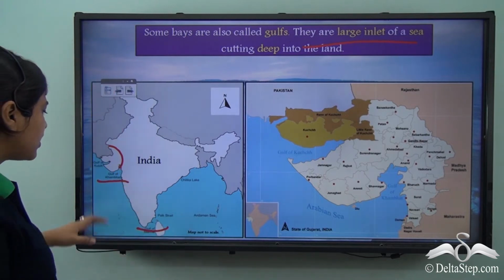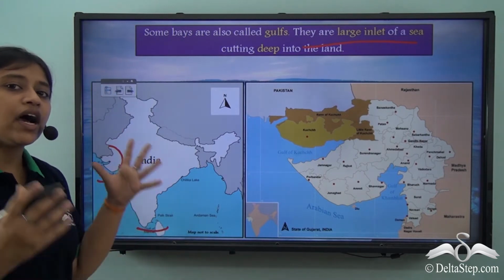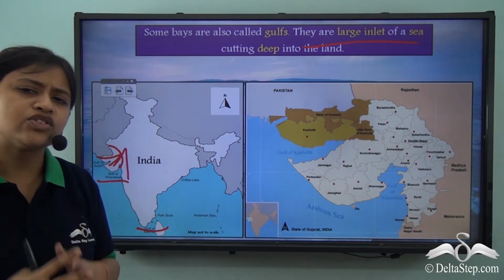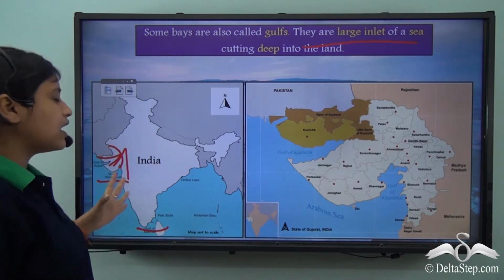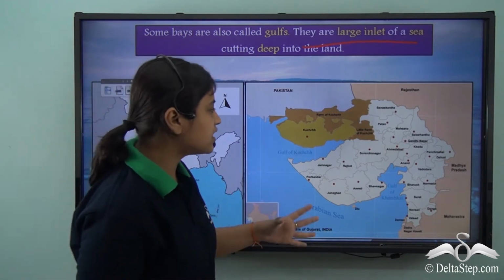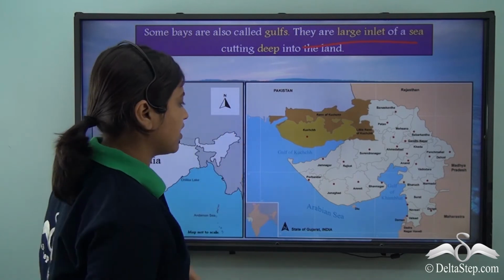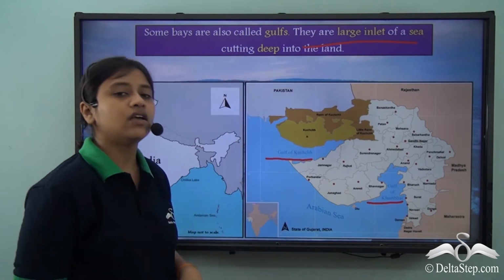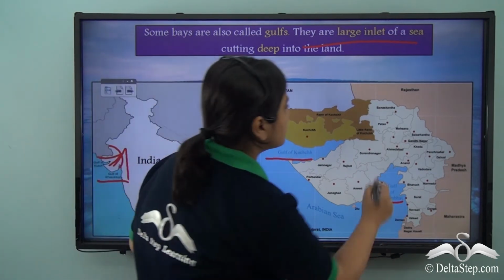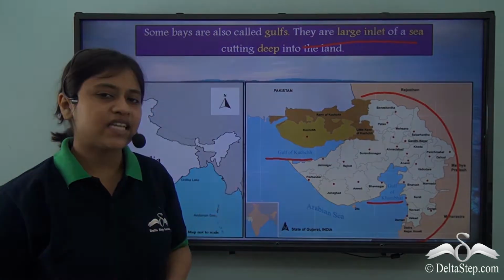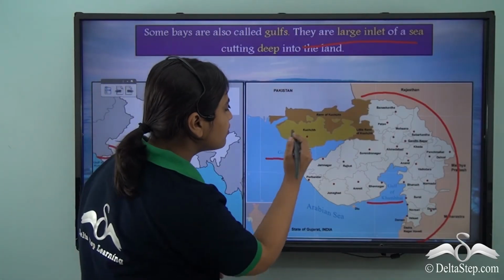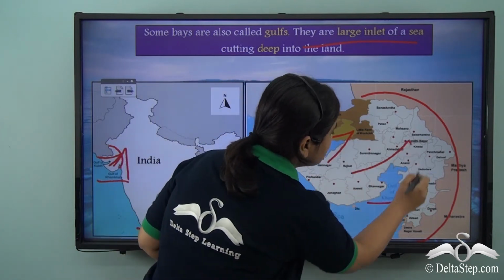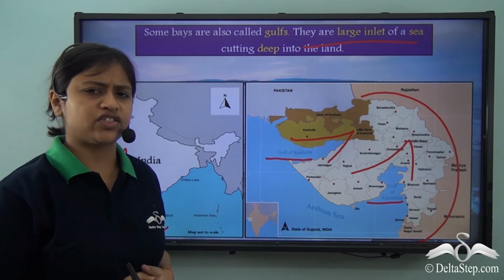So we know that here we have the Arabian Sea. Now the Arabian Sea is cutting deep into this area of Gujarat in India, and thus forming the gulfs. As you can see here, having a closer look at this area, this is the Gulf of Kutch and this is the Gulf of Khambhat in the Arabian Sea, and this is the Gujarat state. Therefore, the Gulf of Kutch and the Gulf of Khambhat are cutting deep into the land of India in the Gujarat region.